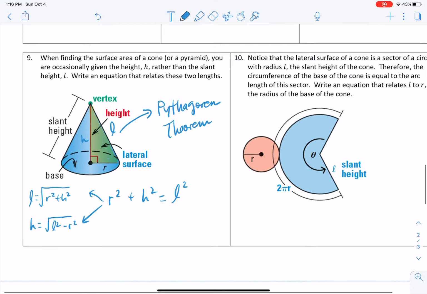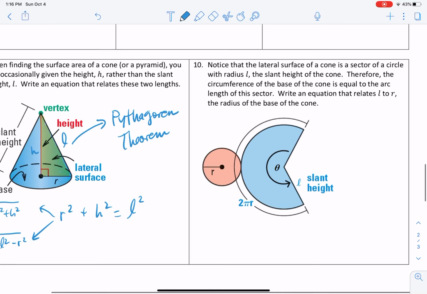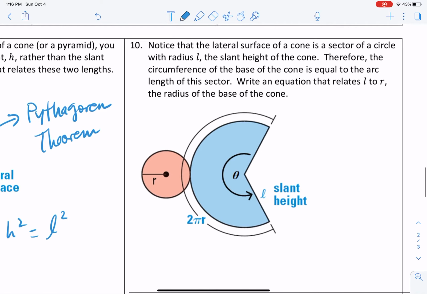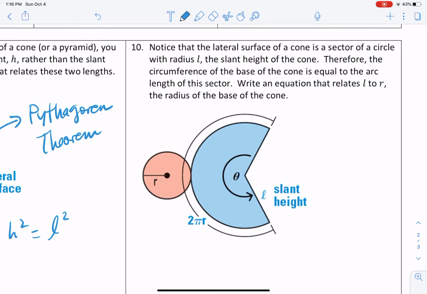Let's take a look at number 10. Notice that the lateral surface of a cone is a sector of a circle with radius L, the slant height of the cone. Therefore, the circumference of the base of the cone is equal to the arc length of this sector. Write an equation that relates the L to the R, the radius of the base of the cone. To do that, we're going to use this little hint right here. It's equal to the arc length of this sector.